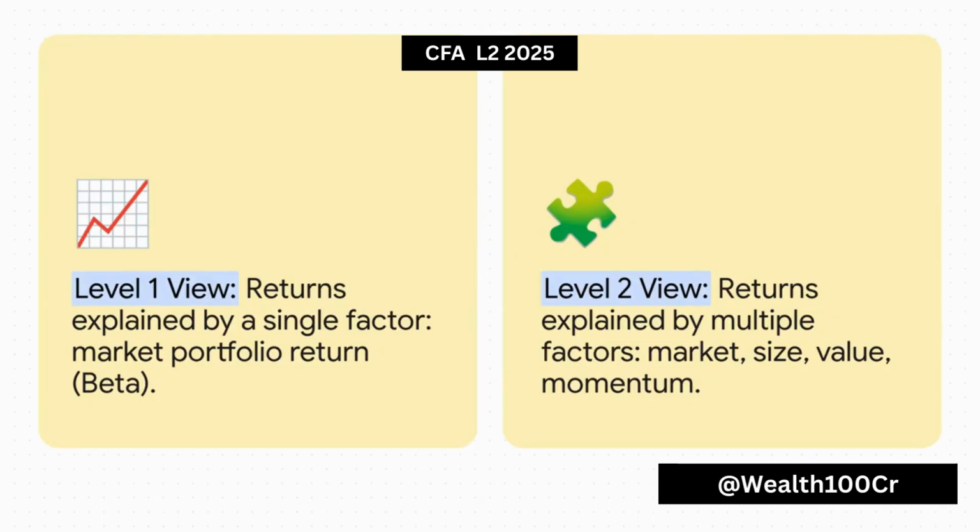And wow, this slide just lays out the massive leap we have to make. Remember the Level 1 world? So simple, right? Your return was basically driven by one thing, your exposure to the market, your beta. But the Level 2 view? Whoa, it's a whole multi-factor universe. We now see that returns are driven by a whole host of different systematic risks. Things like the size of the companies you invest in, whether they're value or growth stocks, and even their recent momentum. Each one of these is a distinct risk that, historically, investors have been paid to take.